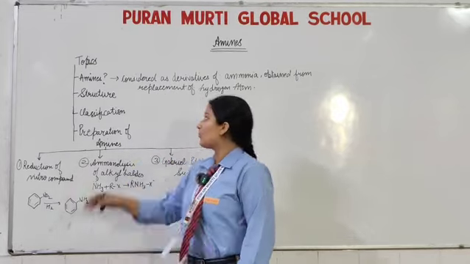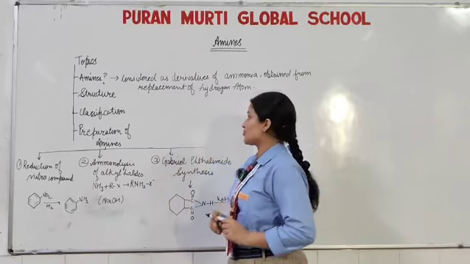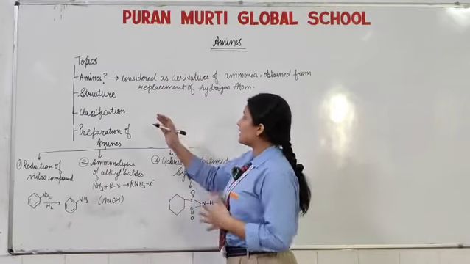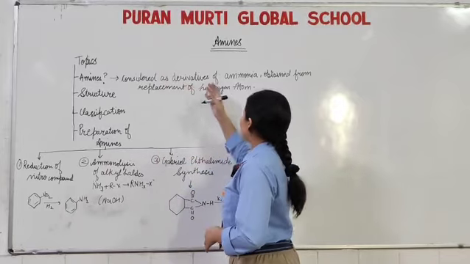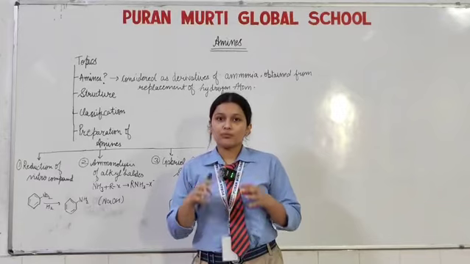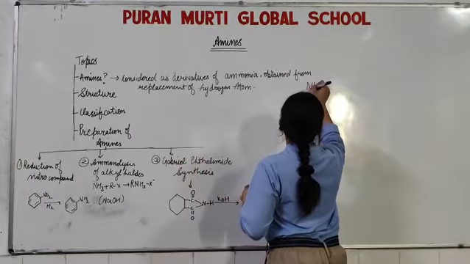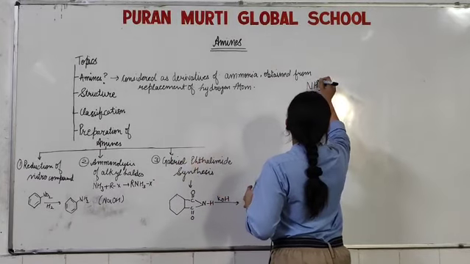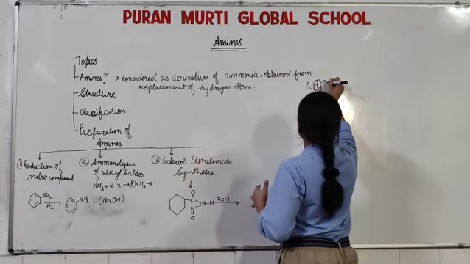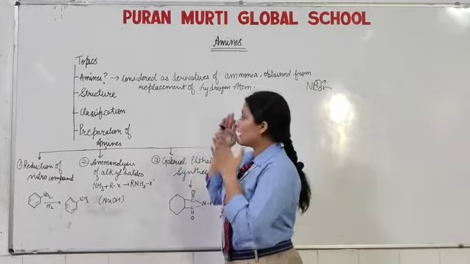Today our topic is amines, a chapter from class 12th organic chemistry. So what does amine mean? Amines, we can consider them as a derivative of ammonia, which we obtain from replacement of hydrogen. For example, we have NH3. When we replace one H and add on another group, we will obtain amines.